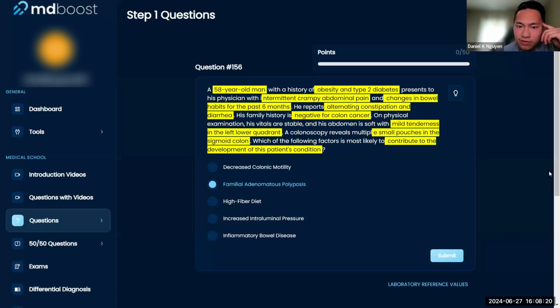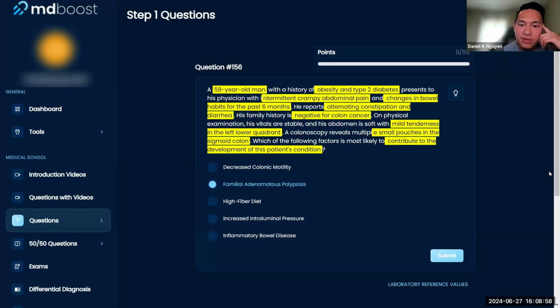So, you have an older man, 58-year-old male. He has a history of obesity and type 2 diabetes, which is important for a risk factor. He has intermittent crampy abdominal pain. So it's intermittent, right? And then changes in bowel habits for the past 6 months. So in your mind, you have to think: is this an acute or chronic issue? I know this is a chronic issue that happens every so often where he has abdominal pain. He reports alternating constipation and diarrhea, so he has fluctuating stool consistency. Family history is negative for colon cancer. That's super important, meaning that anything that has high risk for colon cancer should not be your answer. That's already what I'm thinking in my head.